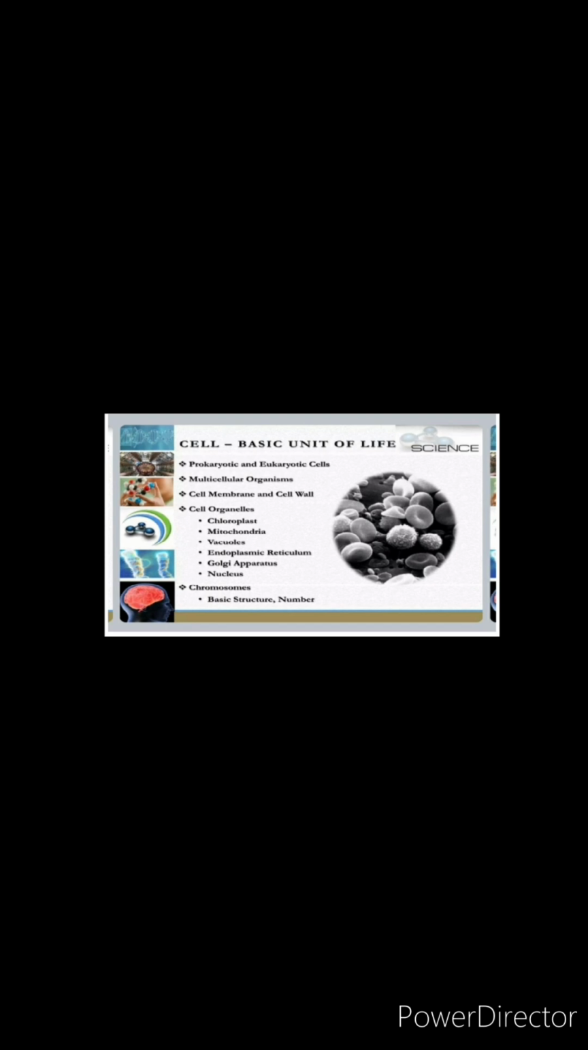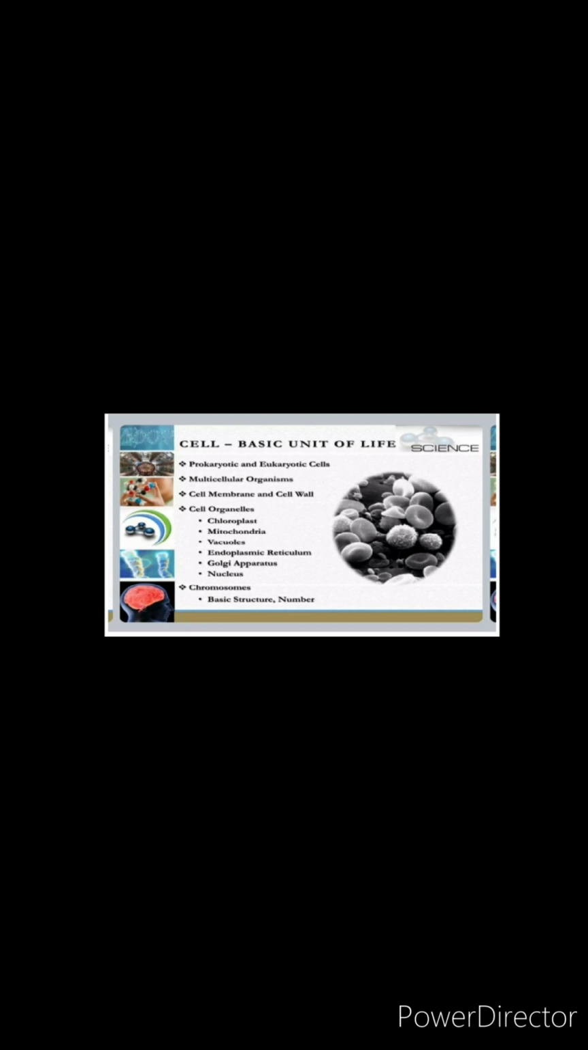Whatever we eat, whatever we consume, all the nutrients go into the cell, and the cell performs different functions for our body. That's why the cell is called the basic unit of life. If the cell is normal, then your body will be normal and disease free. If the cell is abnormal, then your body will gain diseases like cancer. So that's why the cell is called the basic unit of life.